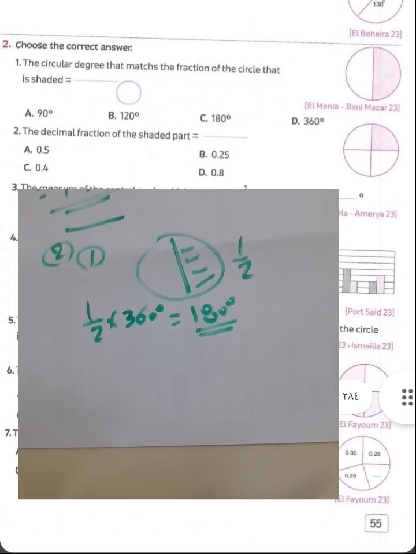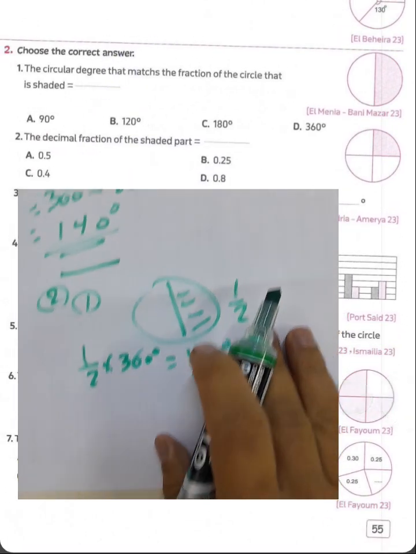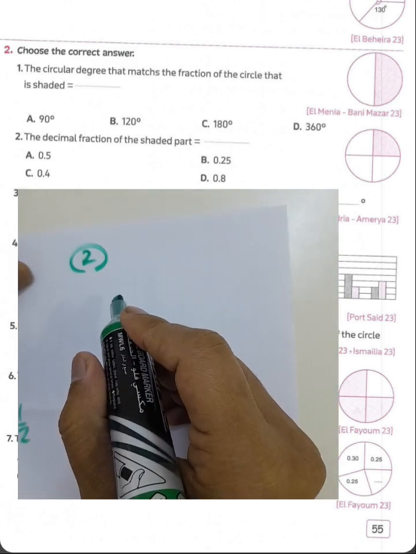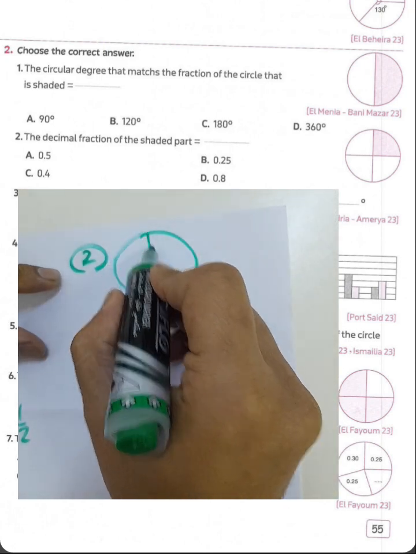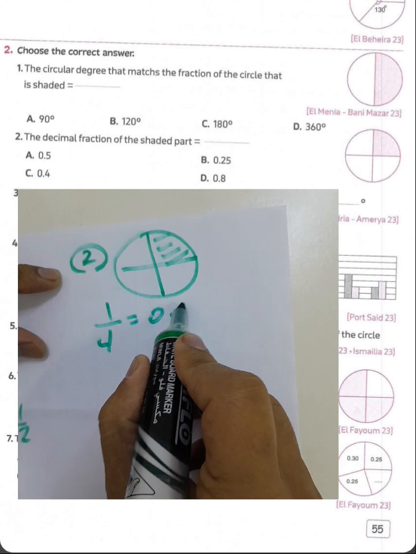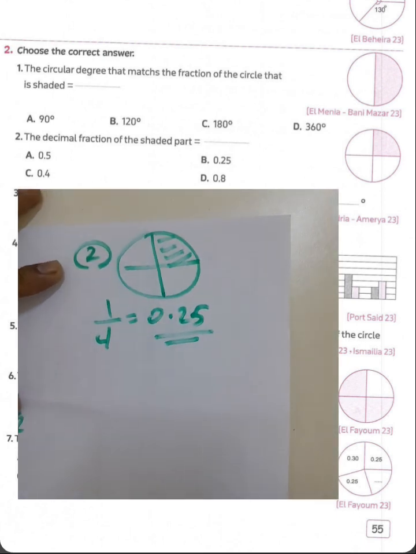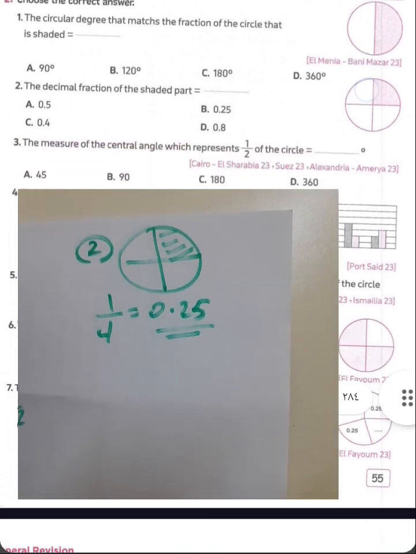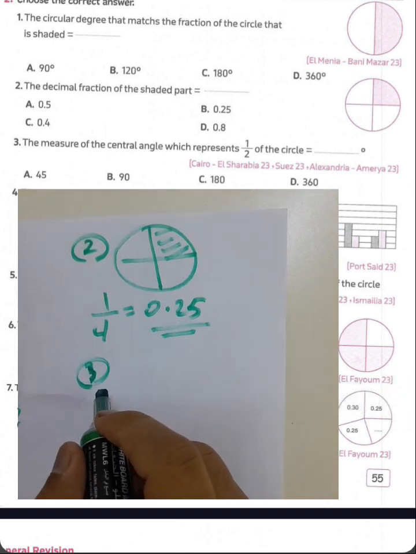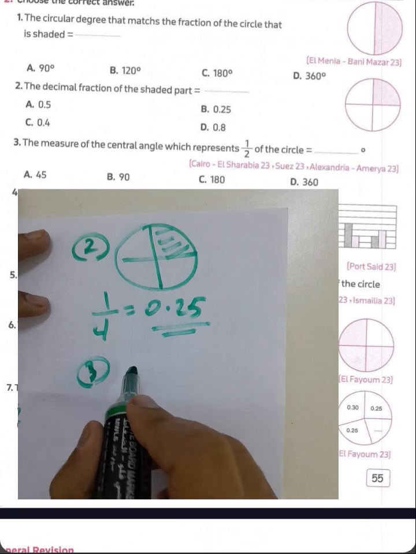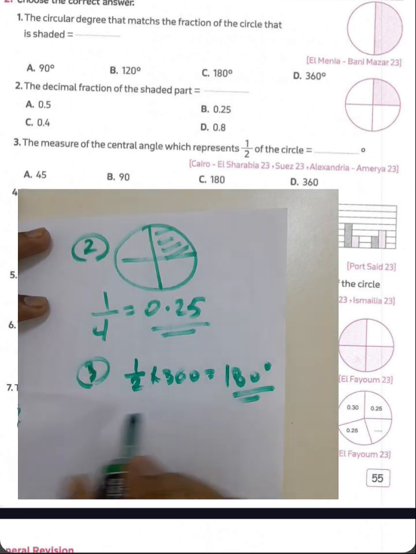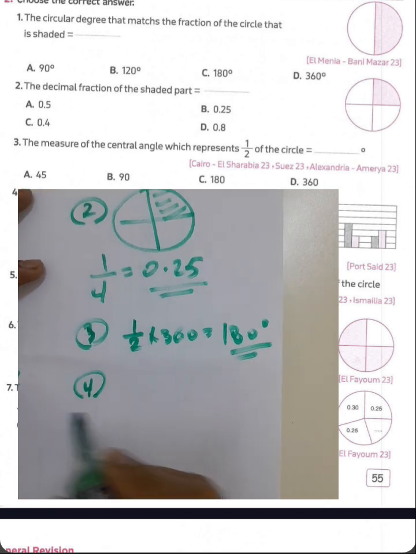Question number 2. Here the decimal fraction of the shaded part will be fourths. You want to convert from fraction to decimal number. Fourths equals 0.25, 25 hundredths. Question number 3. The measure of the central angle which represents half of the circle will be half multiplied by 360, it will be 180 degrees.